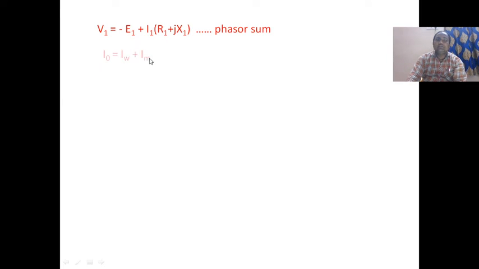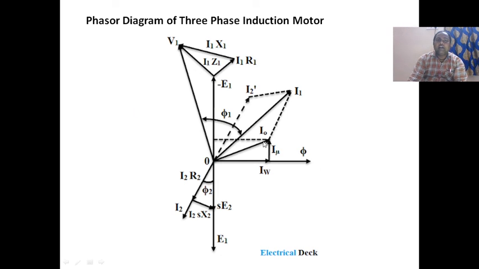Please see the equations. V1, as I already told, is equal to minus E1 plus I1 Z1. Z1 is R1 plus jX1. I0 is the no load current, split into two parts: the working component current and the magnetizing component current. E2 dash is equal to I2 dash of R2 plus jSX2. I1 is equal to I0 plus I2 dash. We already represented this in the vector diagram: I0 and I2 dash give I1.